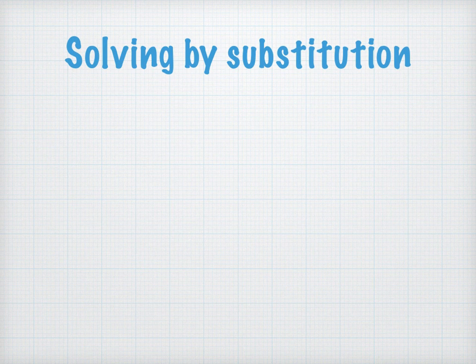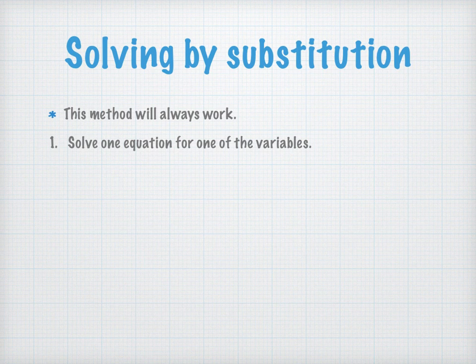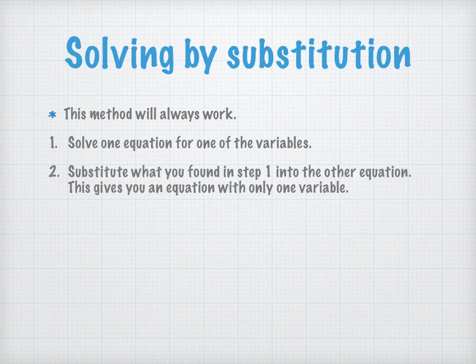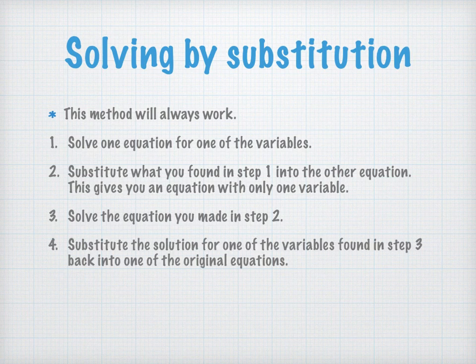Solving by substitution, on the other hand, this method always works, and it always works nicely. The first thing that you will do is you will solve one equation for one of the variables. Then you will substitute what you found in step 1 into the other equation, and this will give you an equation with only one variable. At this point, you're able to solve the equation that you made in step 2, and then you substitute this solution into one of our original equations, and that will allow you to solve for your other variable.